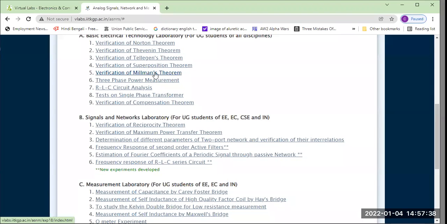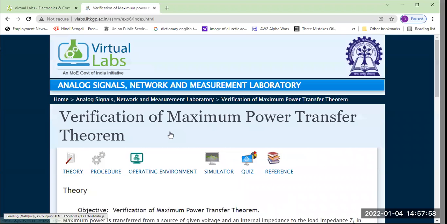Then we go for Millman's theorem. You can see this is the Millman's theorem, because after doing this Norton theorem and Thevenin theorem, it is very much easier for you to perform this Millman's theorem. Okay, so first we go for the maximum power transfer theorem.